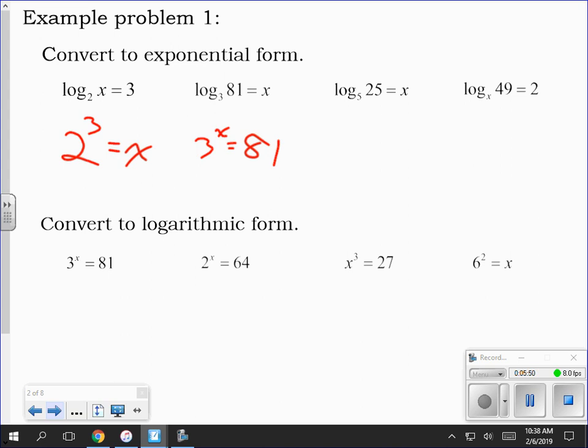Log base 5 of 25 is x. 5 to the x is 25. Log base x of 49 is equal to 2. My base of my logarithm is x. The base of my exponential is also x. X squared equals 49. Like I said, we're not solving these. We're just rewriting them. Okay? Because those are inverse functions. Two versions of the same equation.